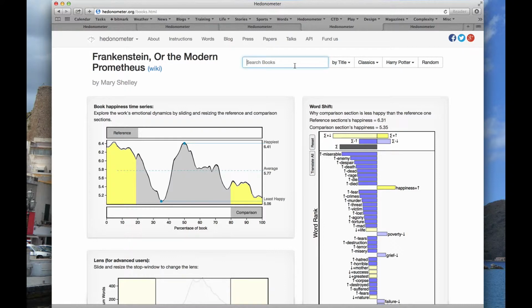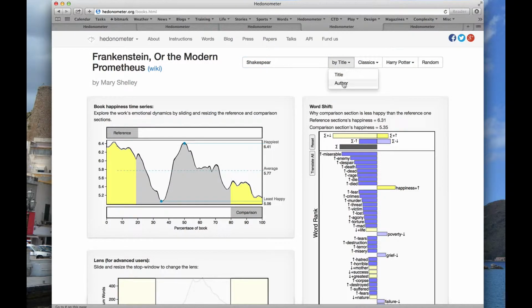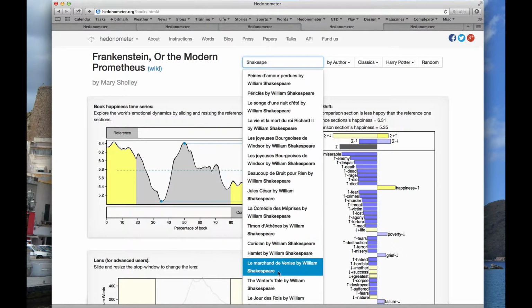And finally, we have a search facility here, so you can look for Shakespeare. These are all books about Shakespeare. You can look for the author as well, so by William Shakespeare, and play around with these things.